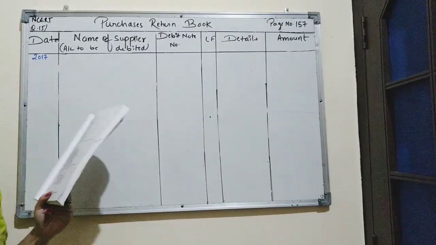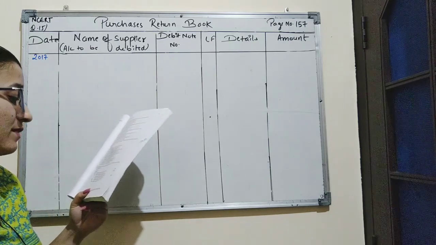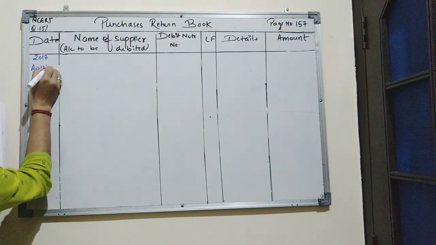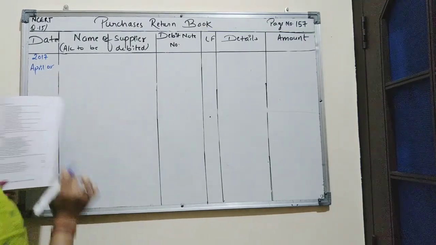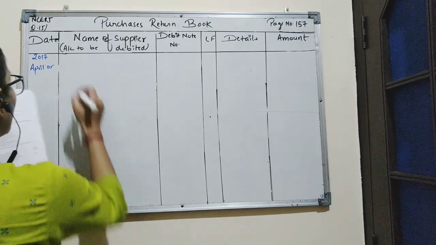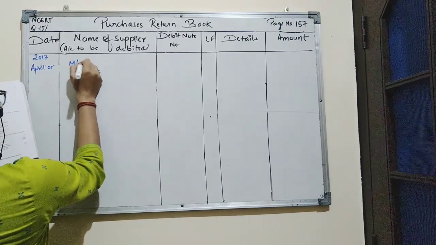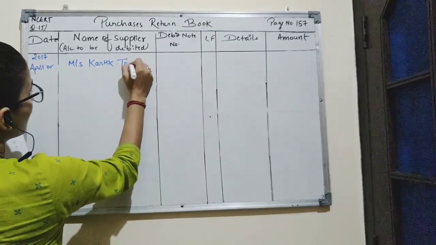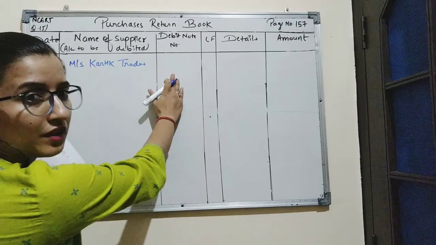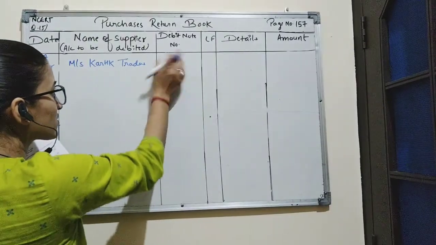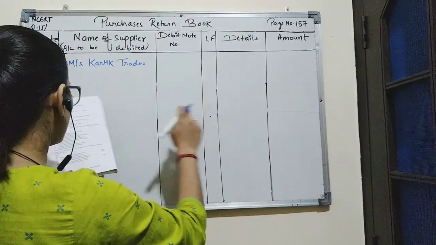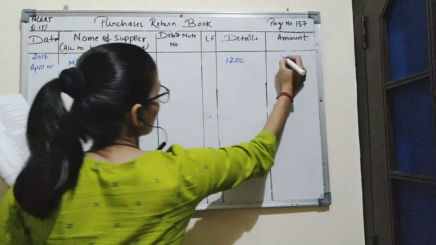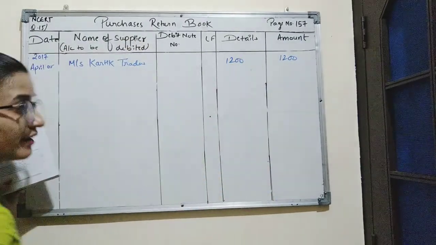Now, first transaction is return goods to Miss Karthik Traders. Date is April 5 and goods is returned to, name of the supplier will be Miss Karthik Traders. Debit note number is not given in the question, so we'll leave this column as blank. Ledger folio is not given and the amount is 1200. So the total amount will also be 1200.